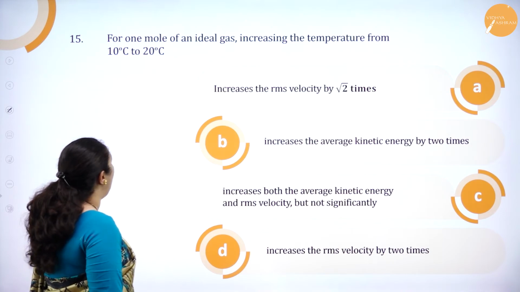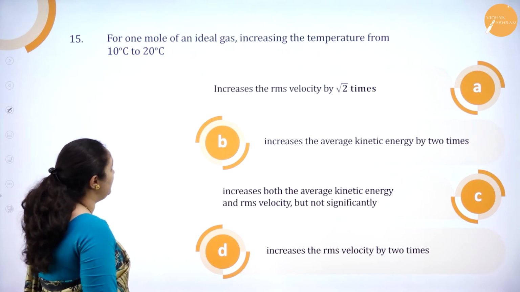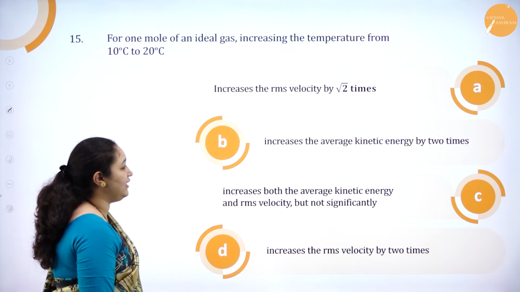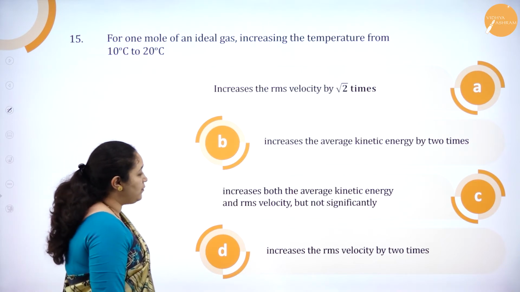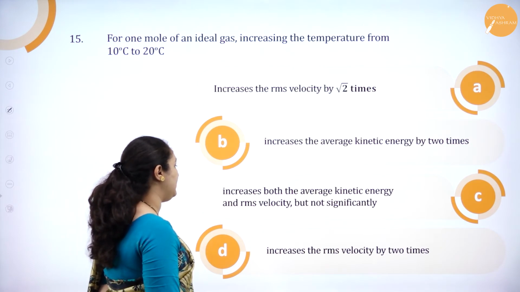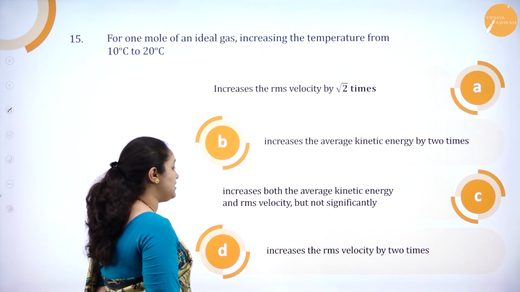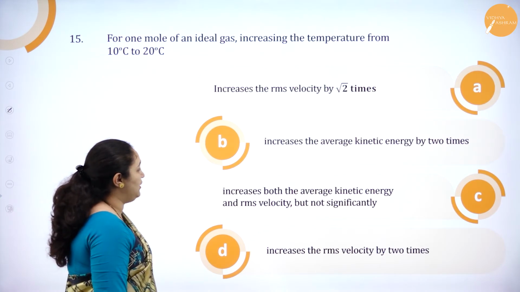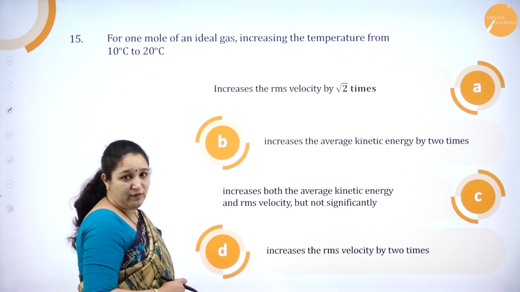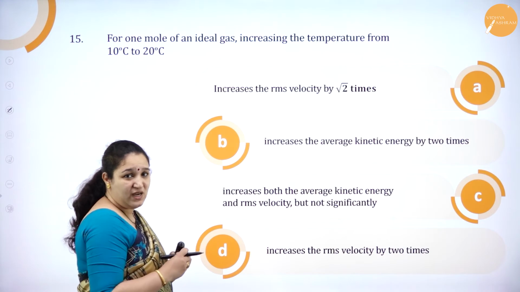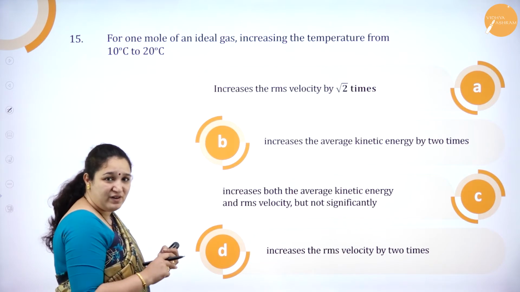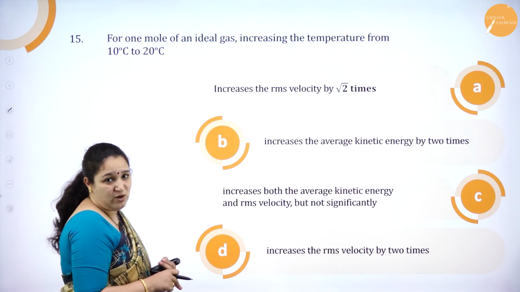Question number 15. For 1 mole of an ideal gas, increasing the temperature from 10 degrees to 20 degrees Celsius increases the RMS velocity by root 2 times, or increases the average kinetic energy by 2 times, or option C, increases both average kinetic energy and RMS velocity but not significantly, or increases the RMS velocity by 2 times. So, what do we need to find out? When the temperature was changed from 10 degrees Celsius to 20 degrees Celsius, how exactly it affected the average kinetic energy and the RMS velocity.